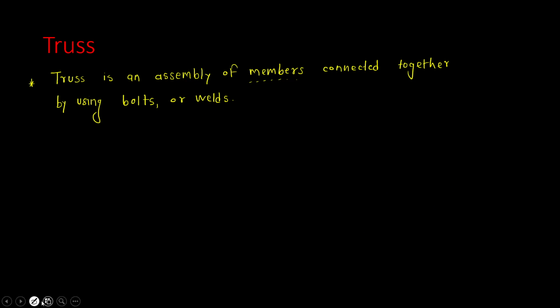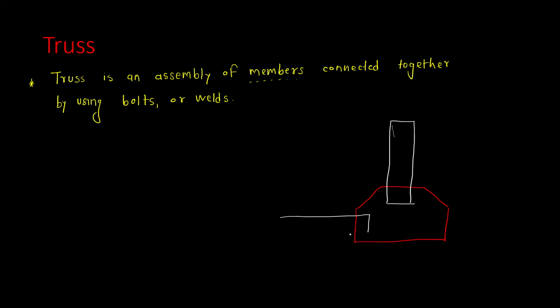Now we'll take one example here. So what you are seeing here is something which is called a gusset plate. Okay, so it is a plate. Now to this plate there are a few members which are attached. This is member number 1, this is member number 2, and this is member number 3. Now these are nothing but the members.